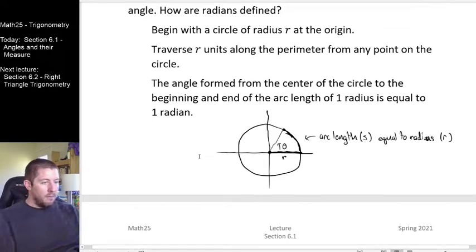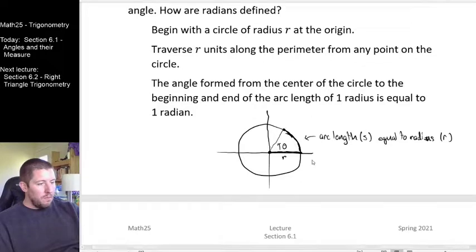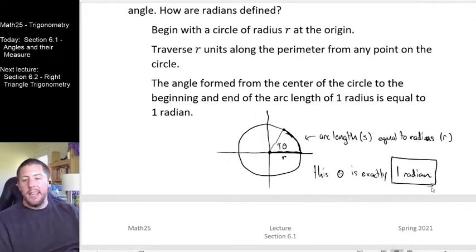I'll just say here, this theta is exactly 1 radian, right? So that's kind of what we were trying to define. What is a radian? It's the amount of angle required to sweep out 1 radius's worth of arc length.